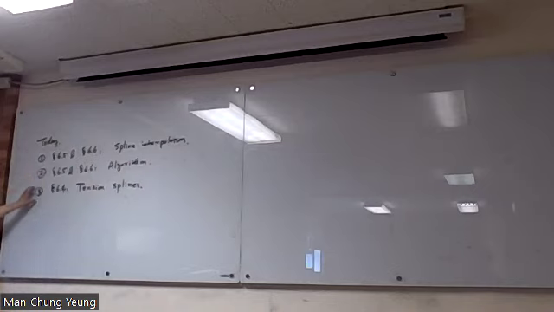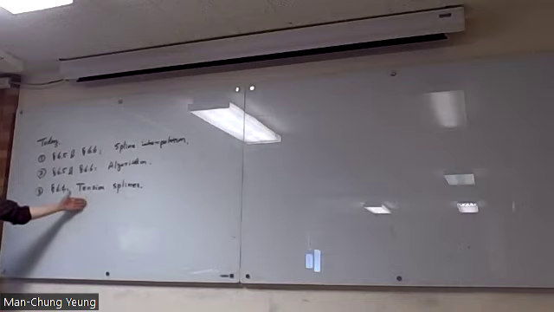Then in topic 3, I present a different type of spline. So far we use polynomials, right? Over each subinterval we use polynomials and then connect all the polynomials as a spline. Then a different type. Section 4.